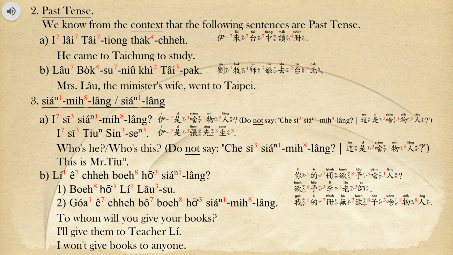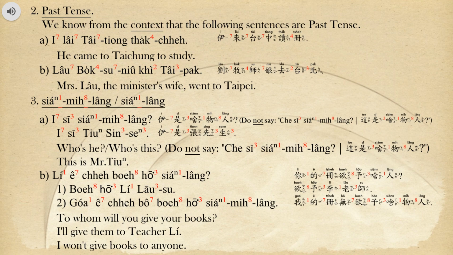2. Past tense. We know from the context that the following sentences are past tense. A. 伊來台中讀冊 He came to Taichung to study. B. 老牧師娘去台北 Mrs. 老, the minister's wife, went to Taipei.